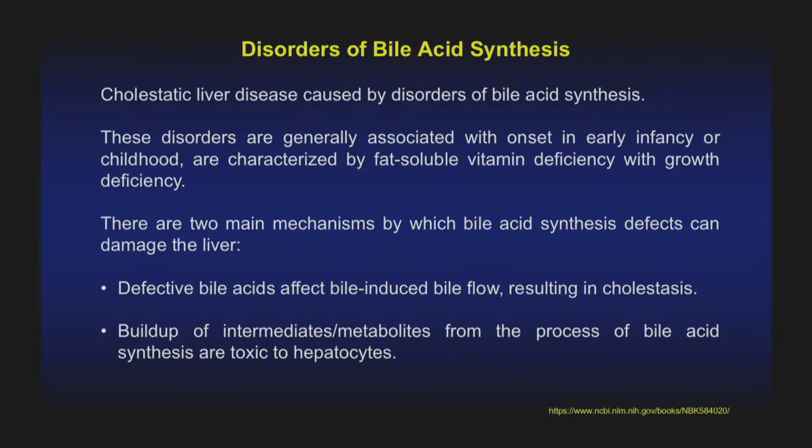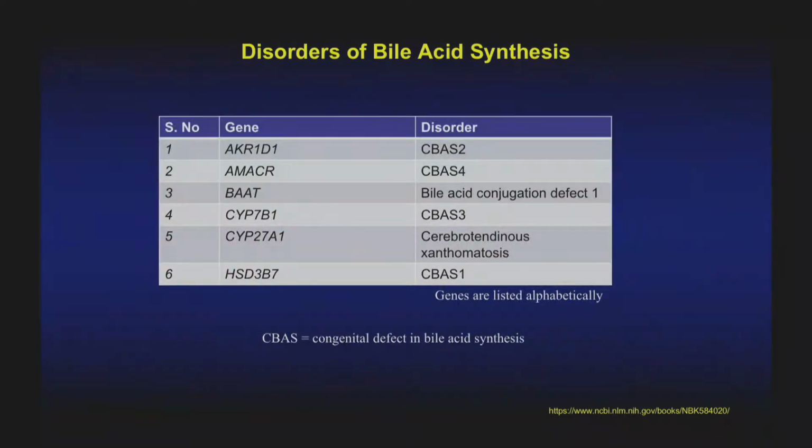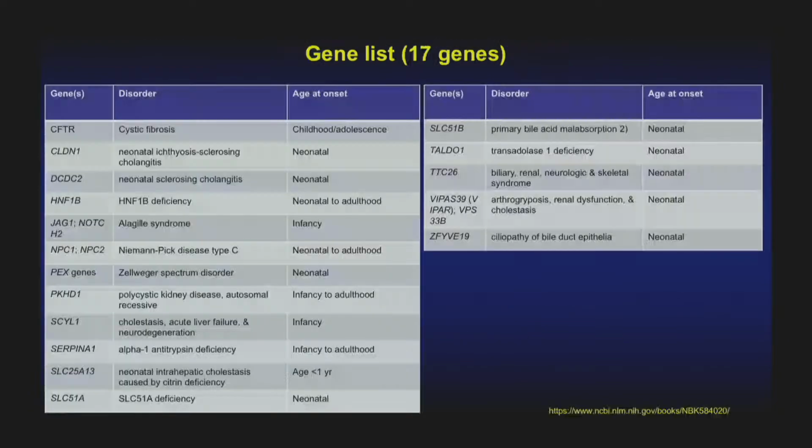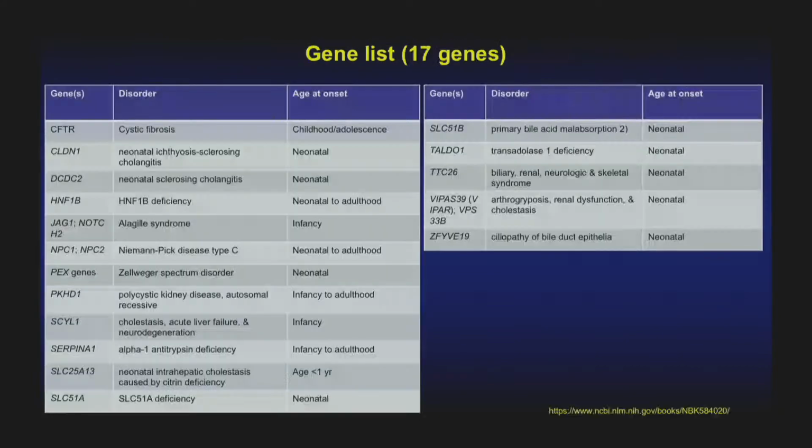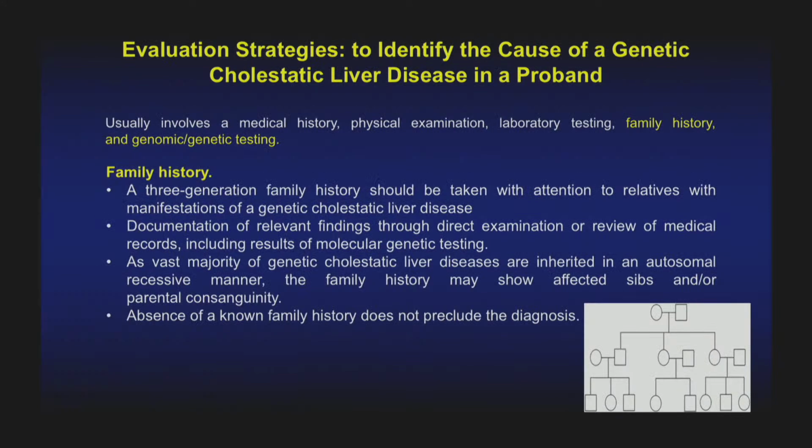The other is the disorders of bile acid synthesis, where 6 genes have been mapped, which are congenital defects in bile acid synthesis. Again, these 6 genes are offered as a gene panel for genetic testing. The other is the cholestatic liver disease with extrahepatic findings. It's a long list. Again, these are put together as a panel and they are offered as genetic testing.